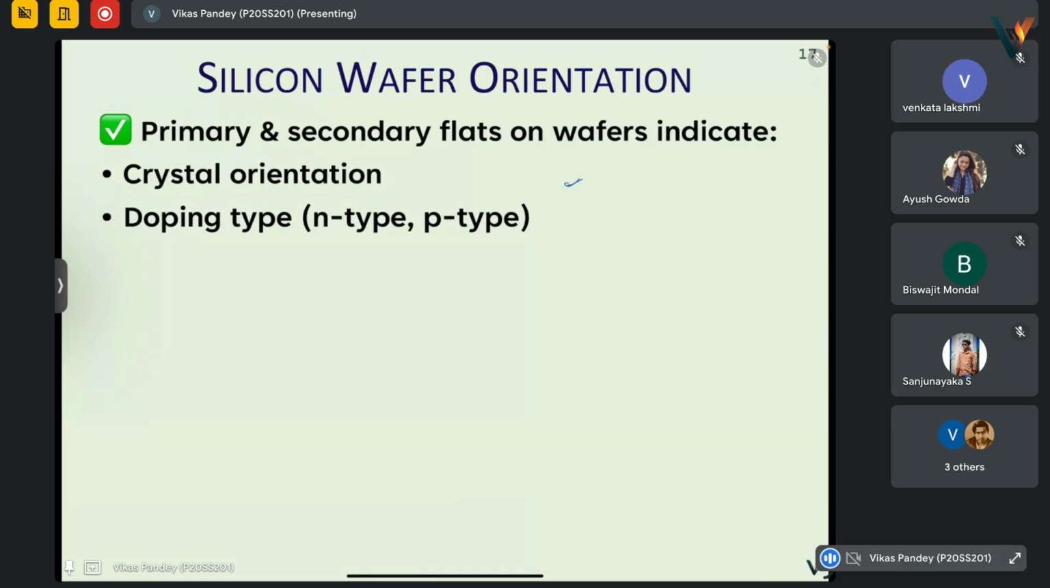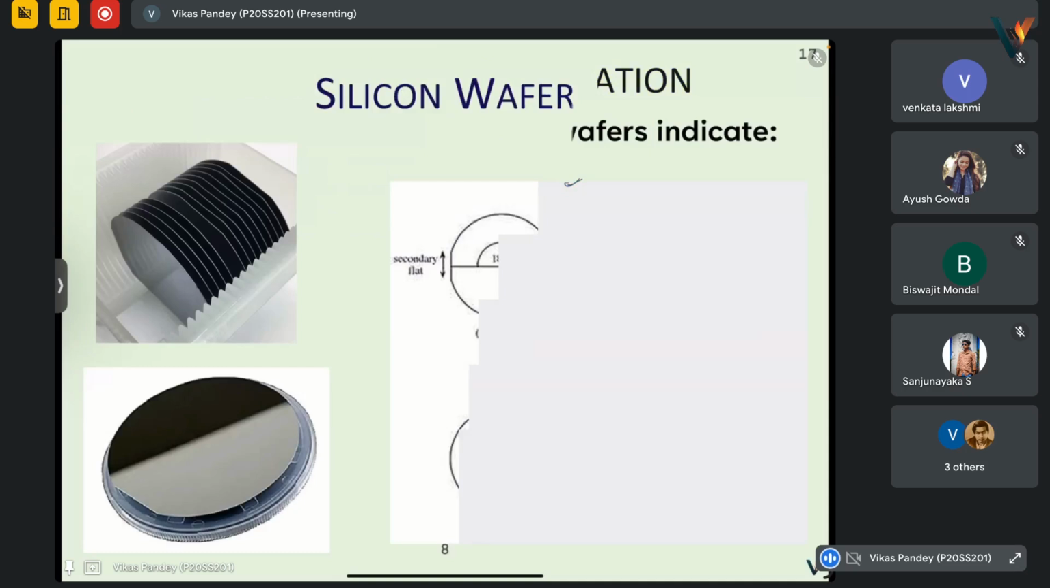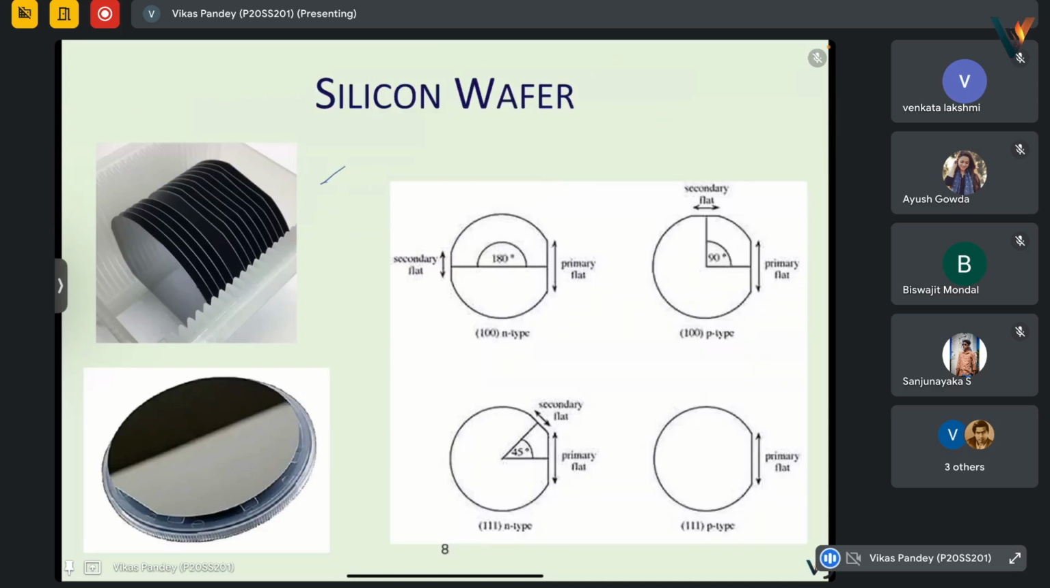So let's start with the basics, like how we start the process. To start with, we take a silicon wafer. How will a silicon wafer look? A silicon wafer will come in such a box, or if you are buying a single silicon wafer, it will be in such single boxes. First we have to identify what kind of wafer it is. If it is a 100 N type wafer, there is no pure wafer available.